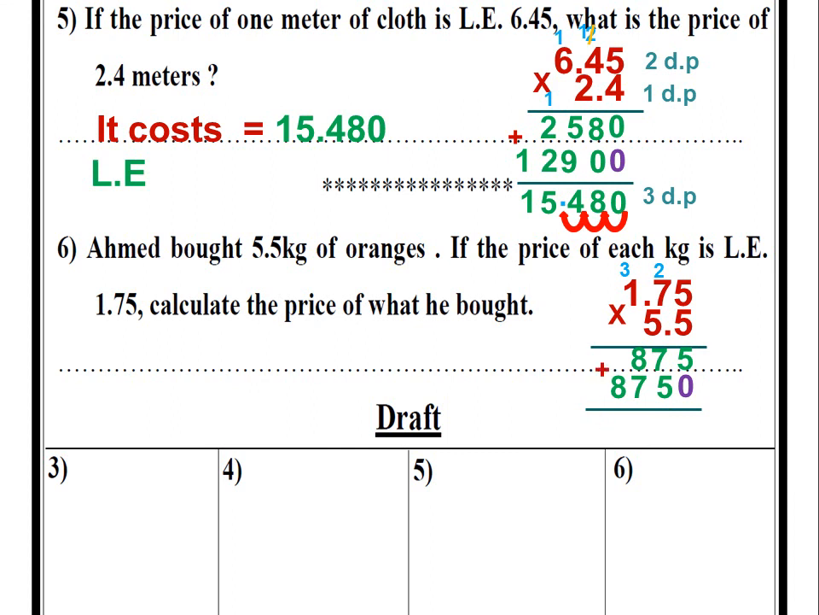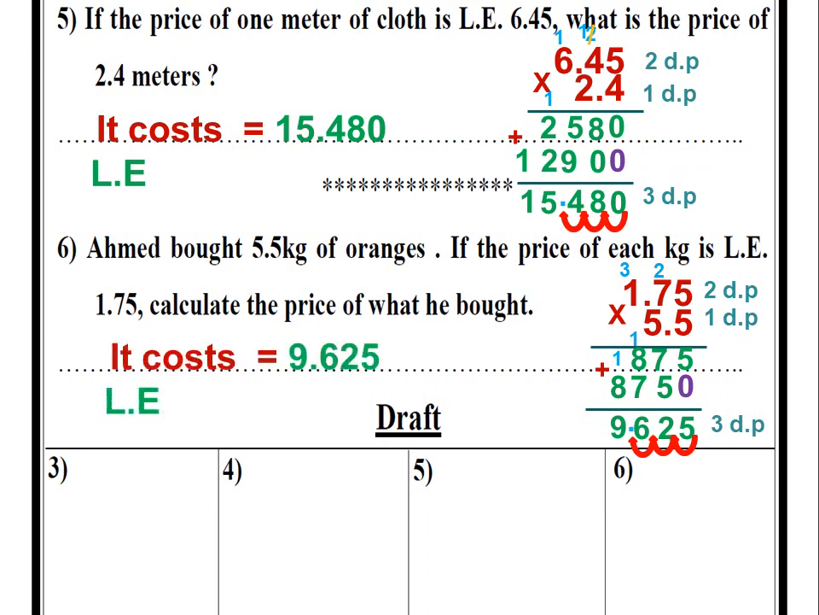Addition. 5 plus 0, which is 5. 7 plus 5, which is 12. 2 and carry up 1. 8 plus 7, which is 15, plus 1, 16. 6 and carry up the 1. 1 plus 8, which is 9. 2 decimal places, 1 decimal place, 3 decimal places, 1, 2, 3. So here is the position of my decimal point. So the price he's going to pay is 9.625 LE.